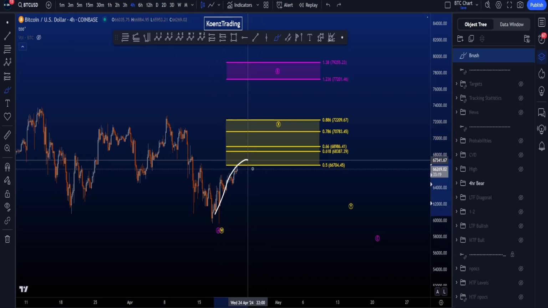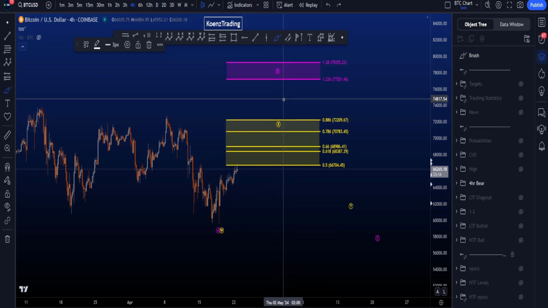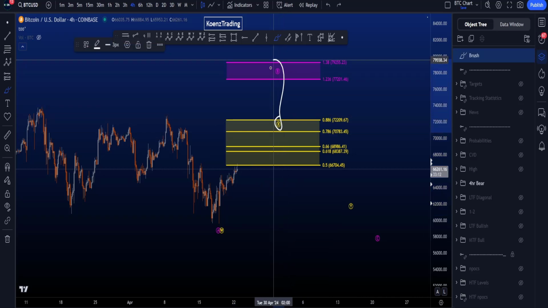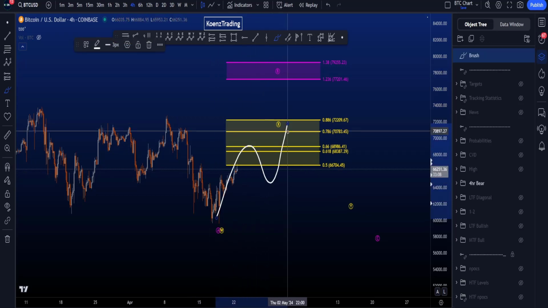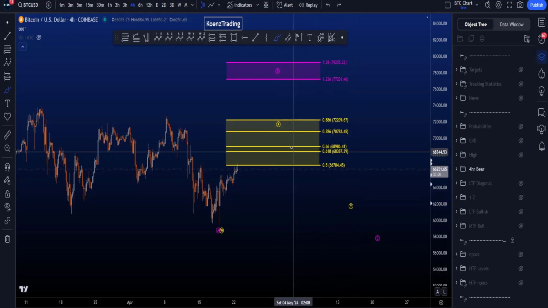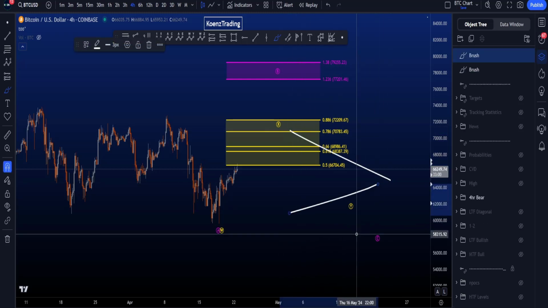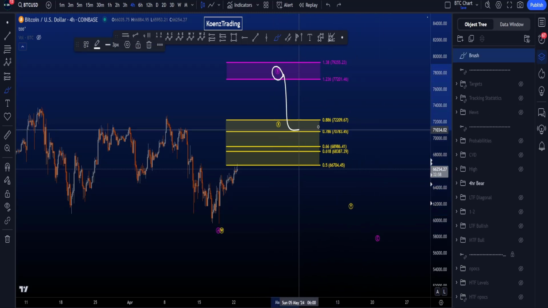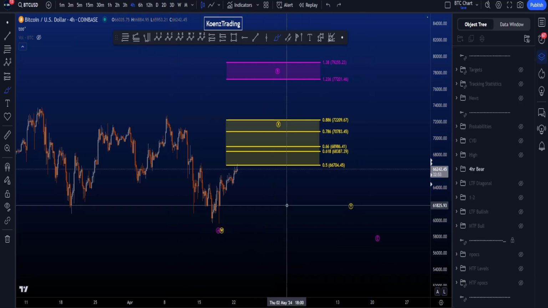Then we are looking for at least a 3-wave corrective structure to the upside in a wave X or a wave B. Most commonly, a wave X and a wave B are zigzag, so preferably we look for a 5-3-5. And then after X, we would be looking for a wave Y to the downside, which can be either a flat, a zigzag, or a triangle. And after a wave B, we would be looking for an impulse to the downside where we want to see the low of wave A taken.